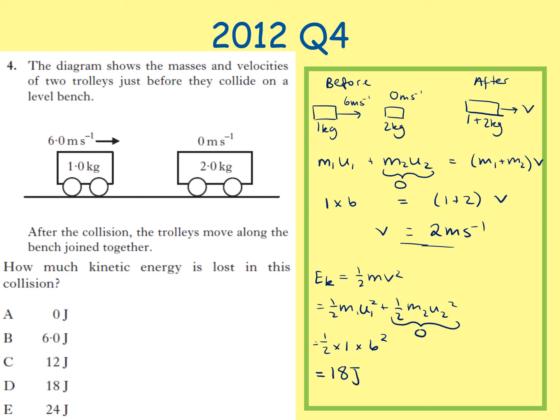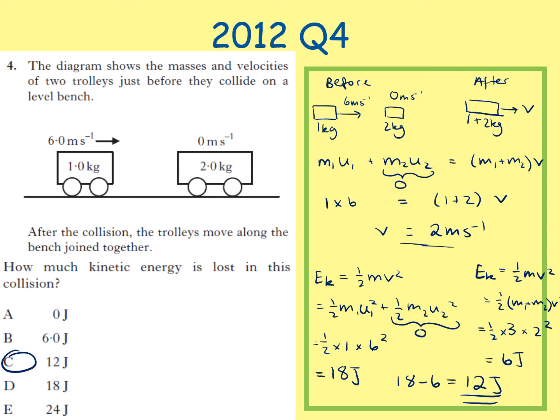Let's go for after now. Kinetic energy afterwards is a half mv squared. So we've got a half (m1 plus m2) v squared, which is equal to a half times 3 times 2 squared, which is equal to 6 joules. To get the energy lost, we just need to do 18 take away 6, so that is 12 joules. That is answer C.